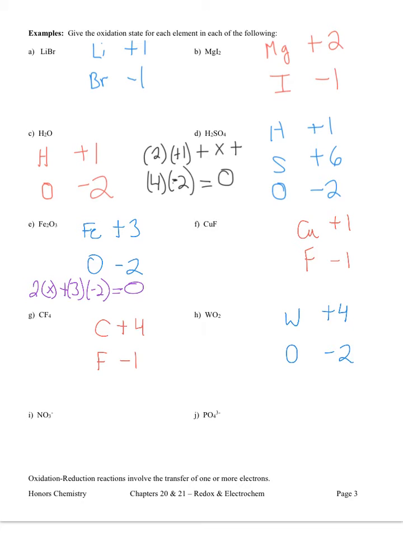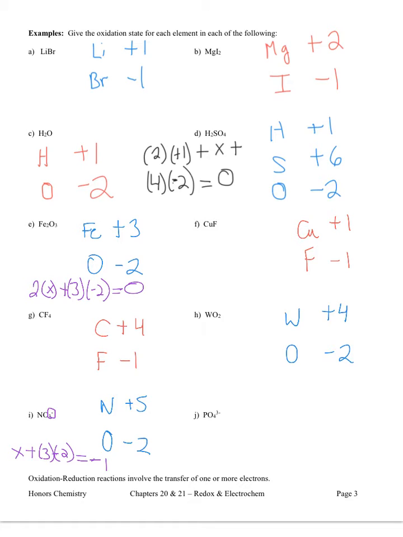NO3 minus is next. So we have nitrogen. We don't have a rule for nitrogen. We do have a rule for oxygen. It's -2. And so we're going to say X, which is the nitrogen, plus 3 times the oxygen. So each oxygen is -2. That altogether is equal to -1 because the total charge here is -1. And so that X, or that nitrogen, must be a +5.